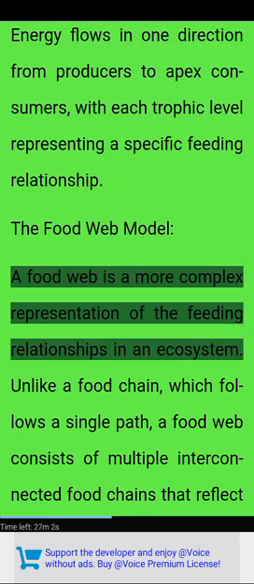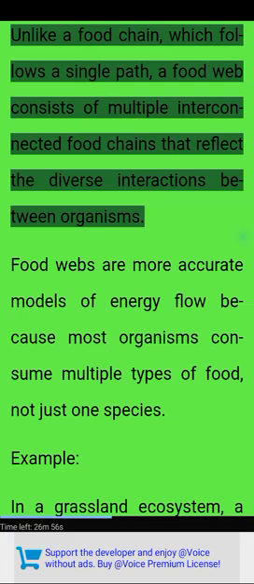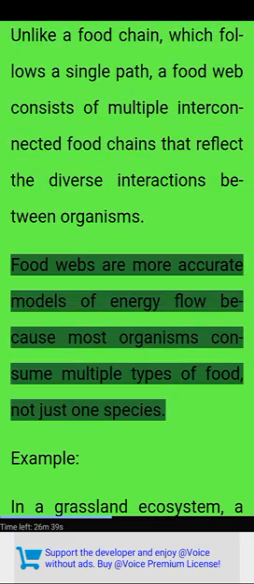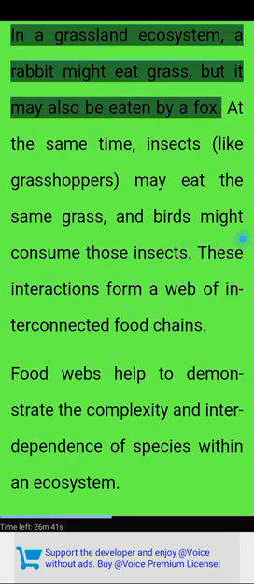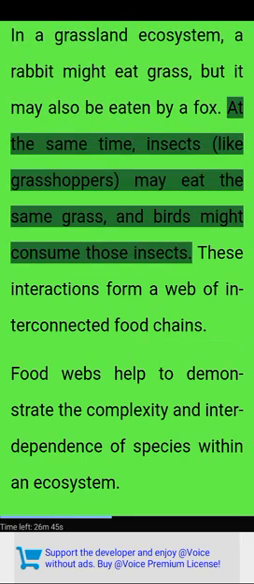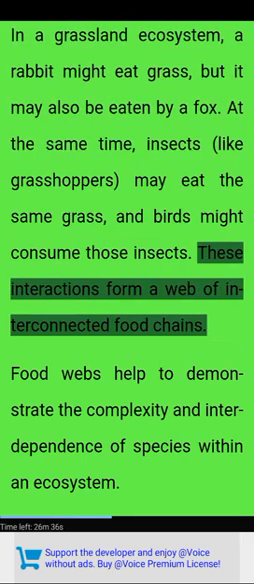The food web model. A food web is a more complex representation of the feeding relationships in an ecosystem. Unlike a food chain, which follows a single path, a food web consists of multiple interconnected food chains that reflect the diverse interactions between organisms. Food webs are more accurate models of energy flow because most organisms consume multiple types of food, not just one species. Example: in a grassland ecosystem, a rabbit might eat grass, but it may also be eaten by a fox. At the same time, insects like grasshoppers may eat the same grass, and birds might consume those insects. These interactions form a web of interconnected food chains.